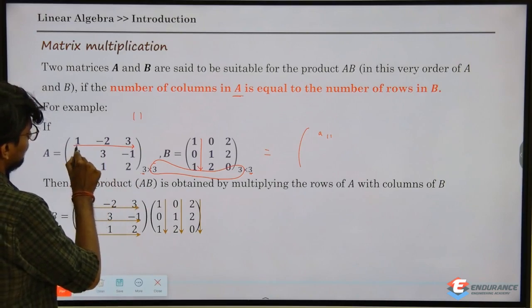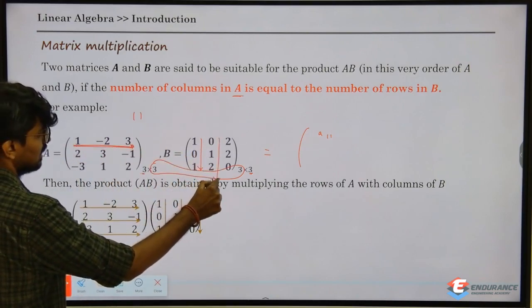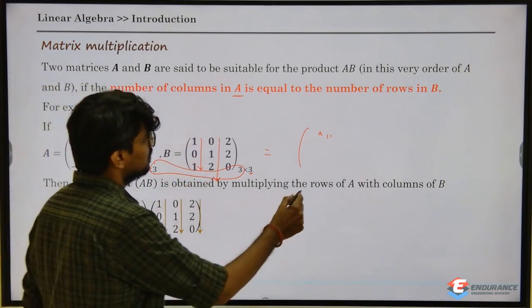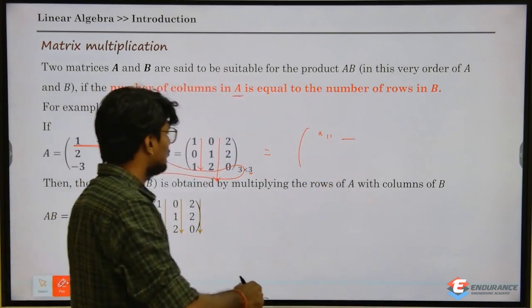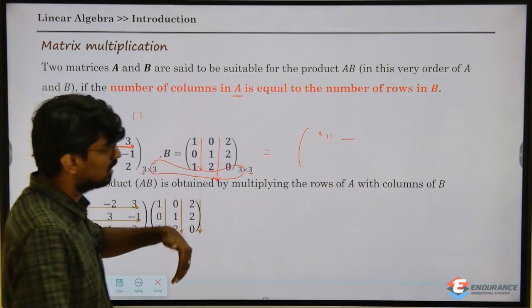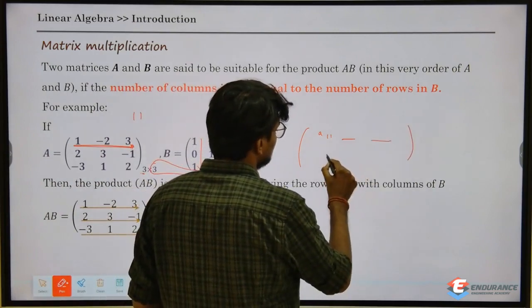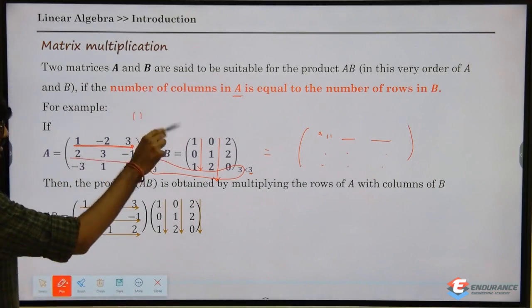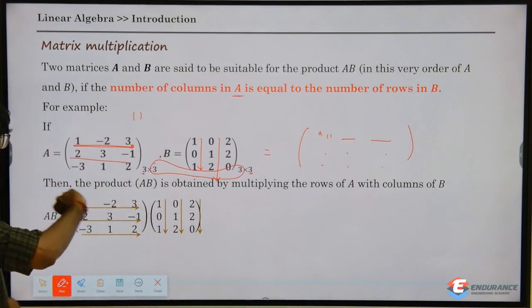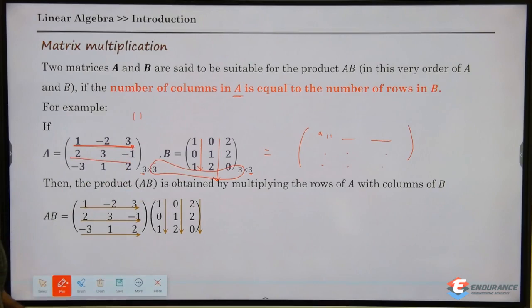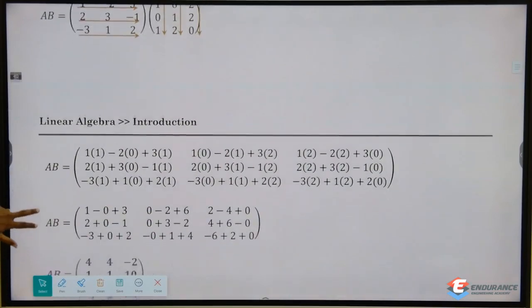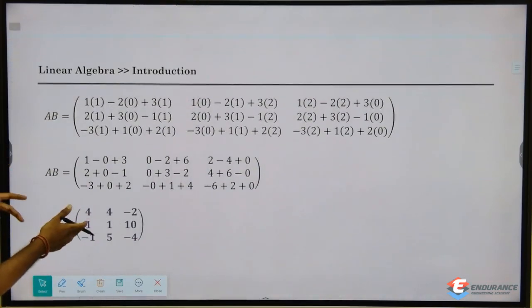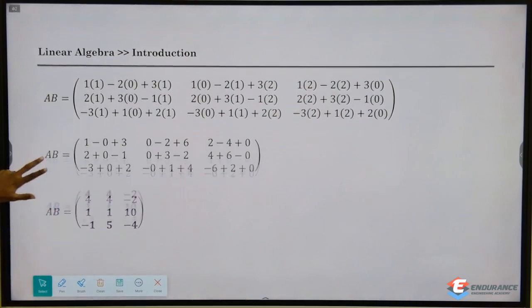And next, first row, second column. That should be in A12. And similarly, first row, third column, that should be your A13. Similarly, I need to do the rest. Next, second row, first column, second row, second column, second row, third column. Similarly, third row, first, third row, second, third row, third. These are also basic ones.